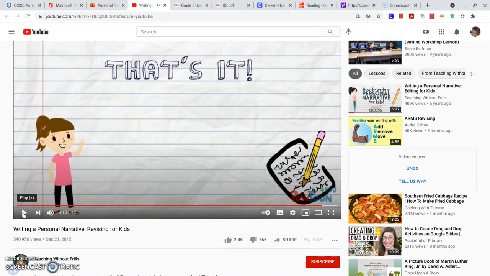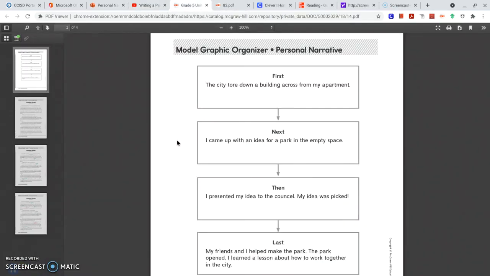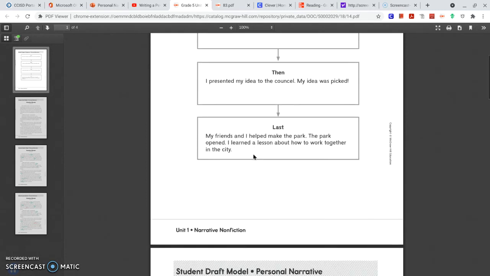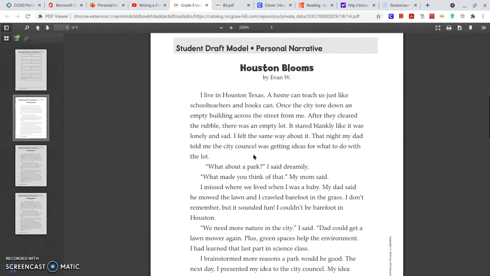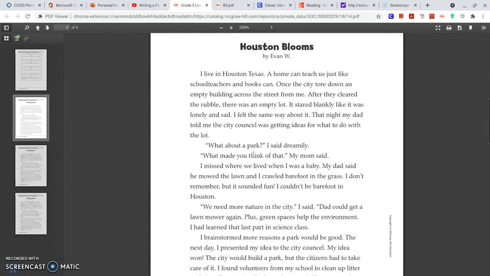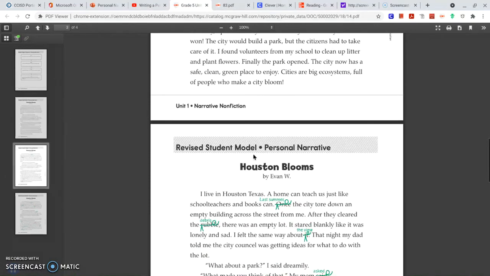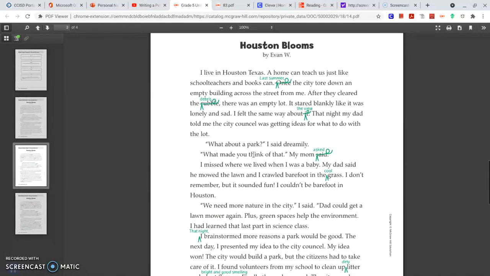All right, boys and girls, so you can see that was a nice little review of what exactly goes into revising. We're going to take a look now at the examples that we've been working with this week. This was a personal narrative. Remember, we used our graphic organizer on Monday to plan your writing. And then we looked at this example of a draft that we read yesterday, written by Evan. It's called Houston Blooms. Now let's take a look at some of the revisions that he had made.